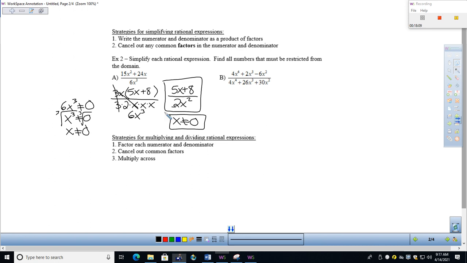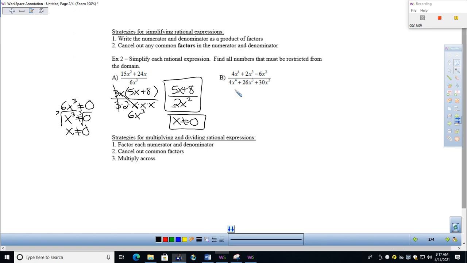Awesome. Let's move on to letter B. Now, obviously a quite a bit more complicated rational expression. We have a degree 4 numerator, a degree 4 denominator. It looks pretty heavy. To reduce this rational expression, again, before we do anything, we have to think about factoring.